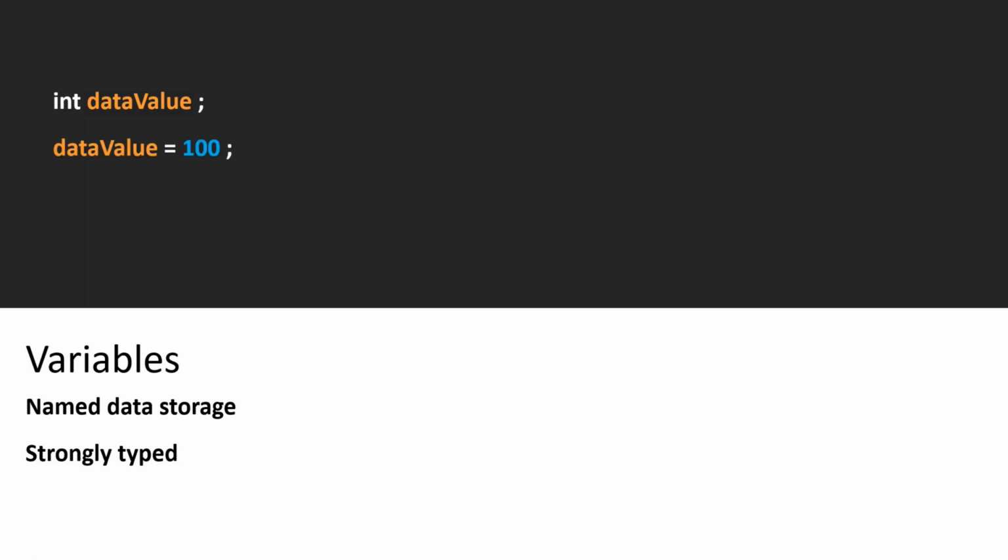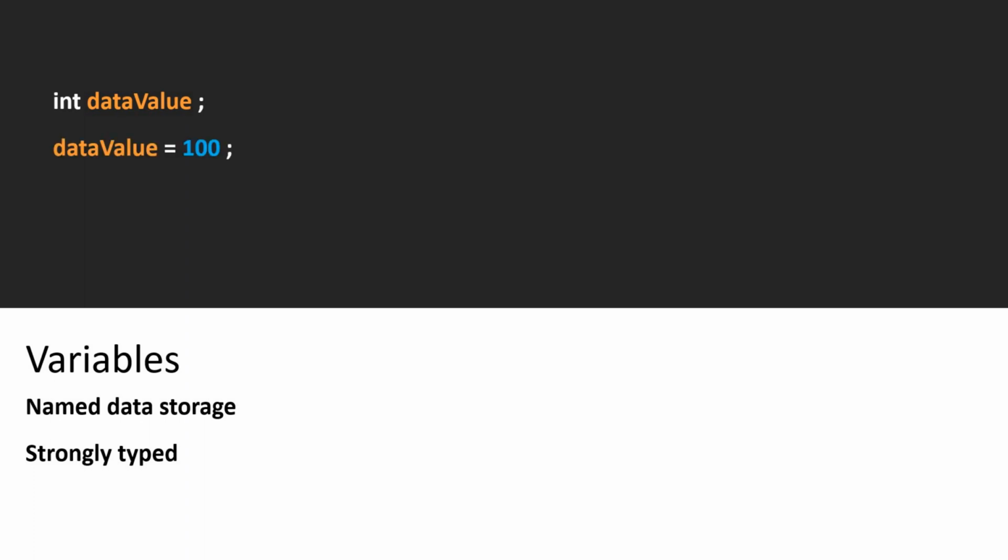In order to do anything interesting in our programs, we need a way to store and manipulate values. That's where variables come in. And a variable is simply a named area of storage. Now, Java is a strongly typed language, so when we declare a variable, we need to indicate its type. For example, this variable dataValue has a type of int, which means it can only be assigned values that are compatible with the type int, such as the value 100, which is an integer.